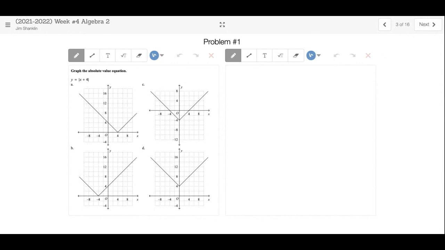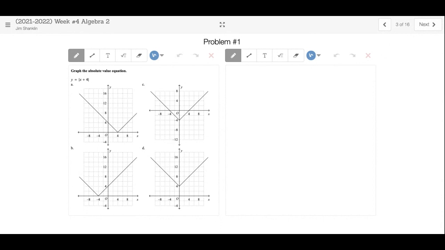Yeah, all the practice problems are multiple choice. Is there any work here? No. It says graph the absolute value equation, so they're already graphed for us. Y is equal to the absolute value of x plus 4. Which answer is correct? D? I disagree with D. B? I agree with B.